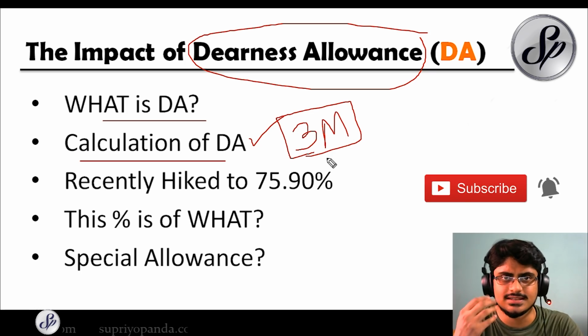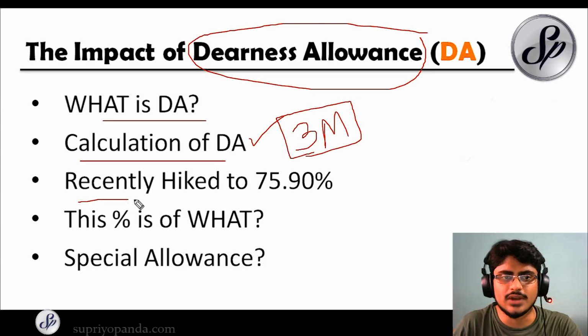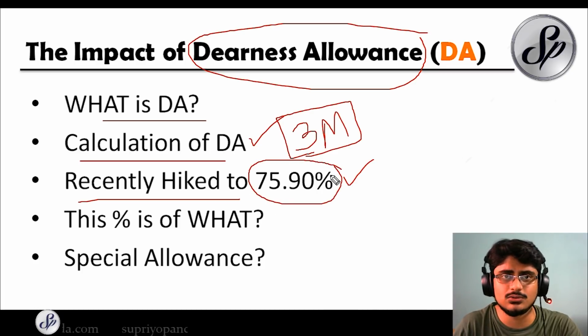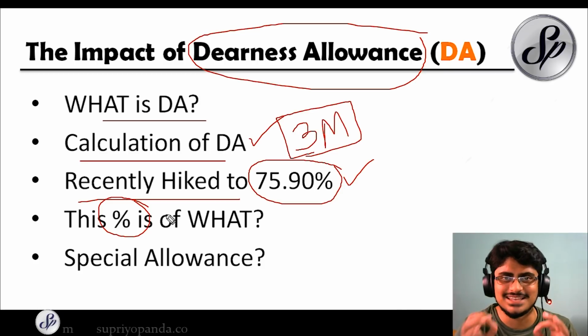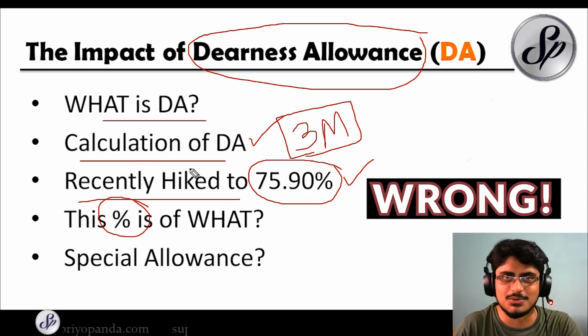So I'll show you the salary slip again. As you see, this was the DA that was there a while back, and this is the DA that we are working with. And right now this same DA has been hiked to 75.9%. The people who are joining right now will be getting a lot larger salary just because of this DA. And this DA now, what is it a percentage of? Many people will say that it is the percentage of your basic pay. However, they are making a small mistake, and I'll explain this calculation a little later.